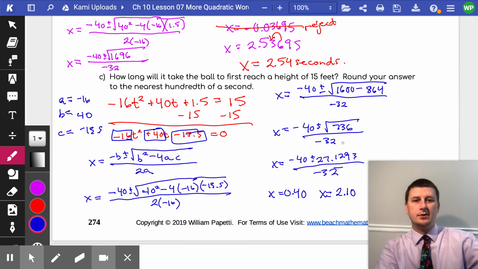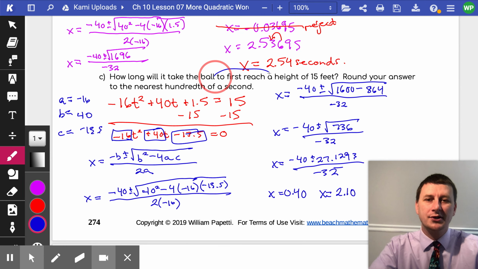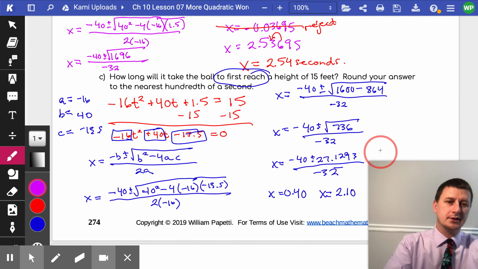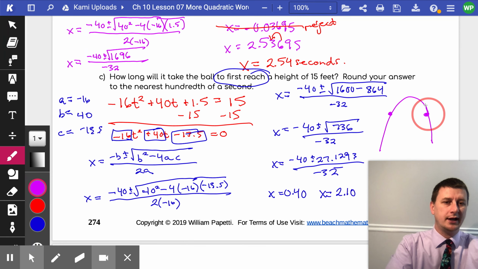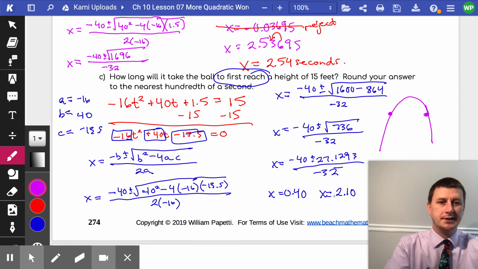Now, based on these two answers, we want to know when it's going to first reach a height of 15 feet. So again, it will reach a height of 15 feet at both of these times, because remember, what goes up must come down. So it'll reach 15 feet at a time of 0.4 seconds, go up, and then come back down and reach another height of 15 feet at 2.1 seconds. But the first time it's going to reach a height of 15 feet is going to be at 0.4 seconds.